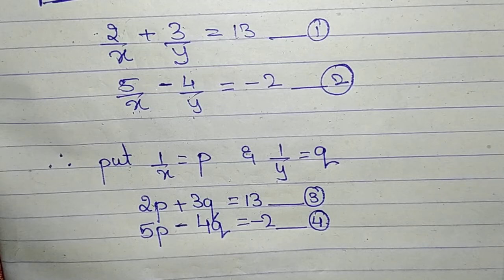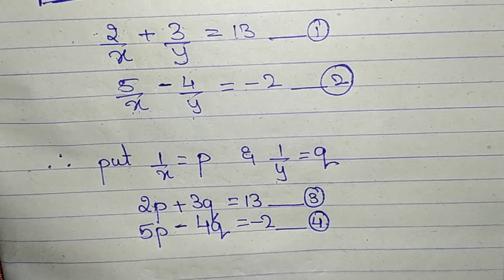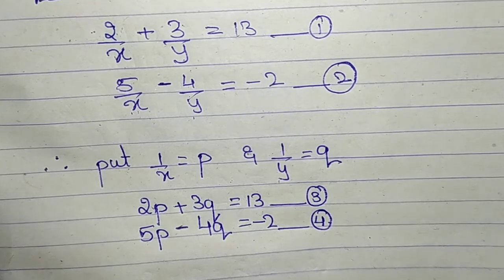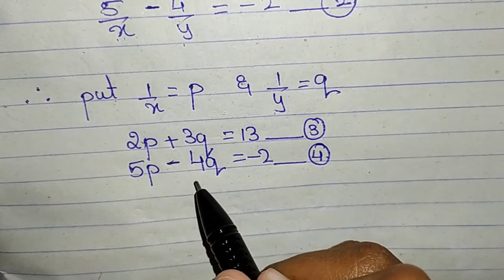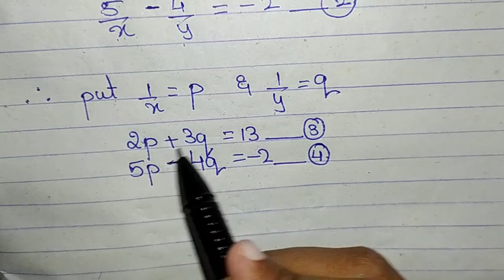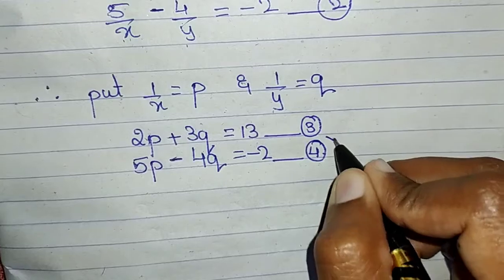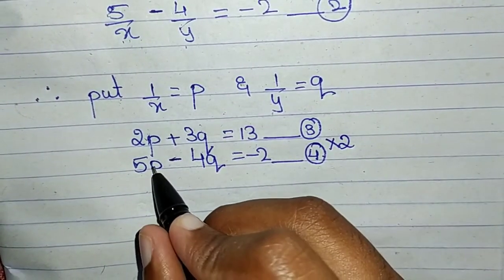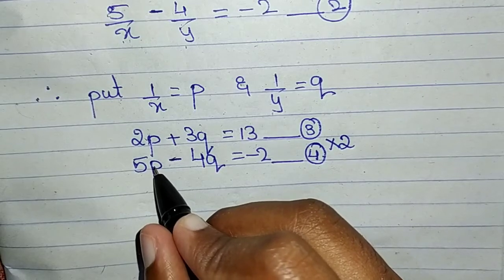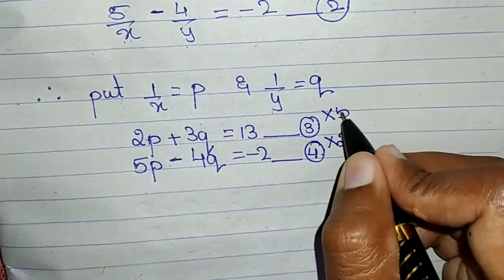So now these equations are in the form of linear equations in two variables which we know how to solve using the elimination method. First let us decide which variable we want to eliminate. Here let us eliminate p. So the coefficient of p is 2 in equation 3. Multiply equation 4 by 2, and the coefficient of p in the fourth equation is 5. So multiply equation 3 by 5.